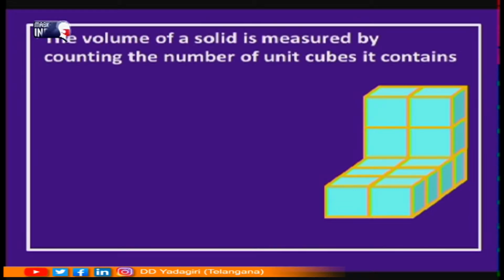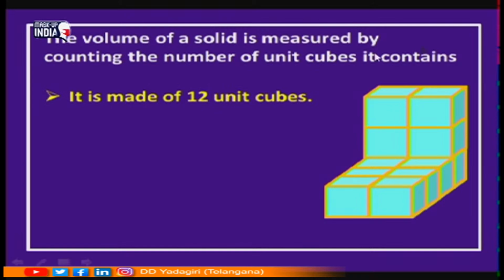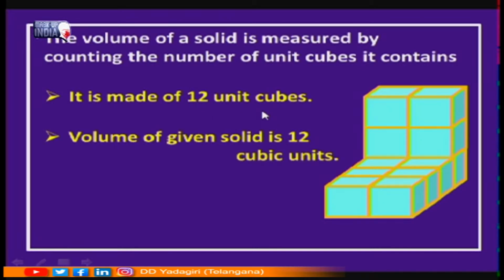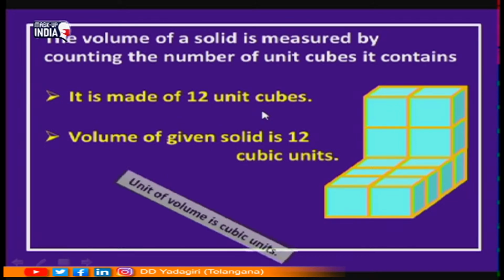Now, consider the three-dimensional object shown on your screen. Let us see how to calculate its volume. Here we need to count how many unit cubes there are. Yes, it is made up of 12 unit cubes. How? If you notice, 1, 2, 3, 4, and on this side also 4, that is 8, then 9, 10, 11, 12. So in total there are 12 unit cubes, which means the volume of this solid is 12 cubic units.